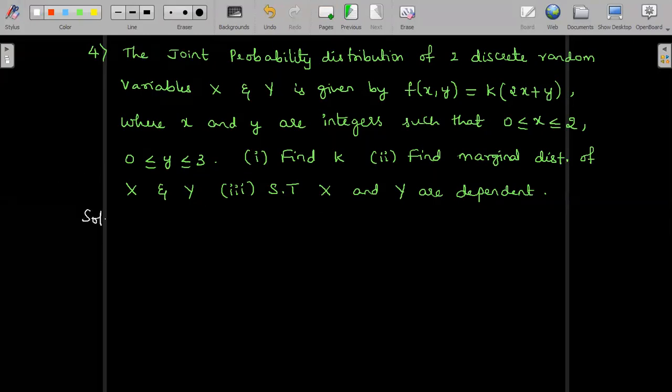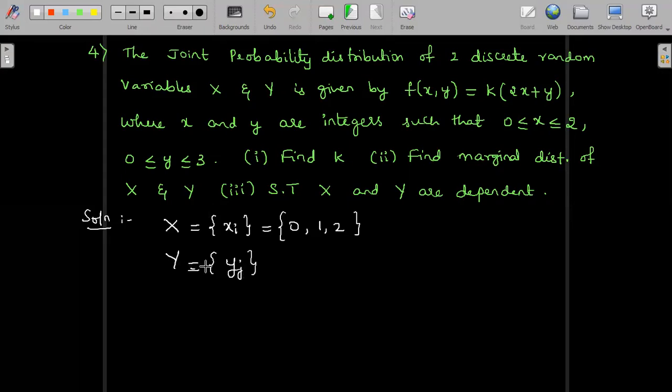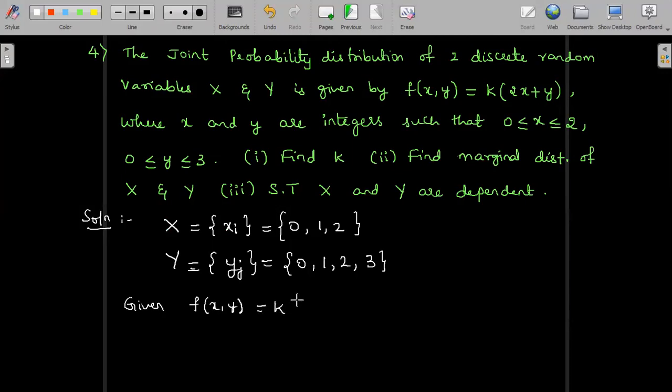Very firstly, I'll take up the first part of it. It is given that the range of x is 0, 1, comma 2. And the range of y, I denote by yj, xi usually and yj, is given as 0 to 3: 0, 1, 2, 3. So these are the values of y given for us. Then f of x comma y is given as k into 2x plus y.